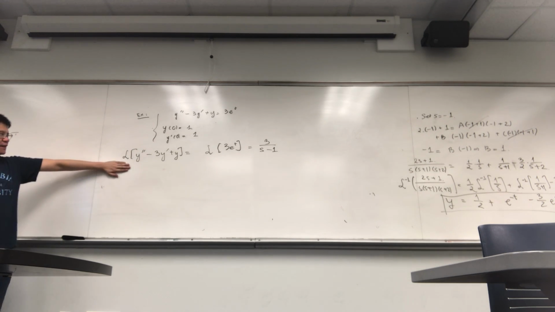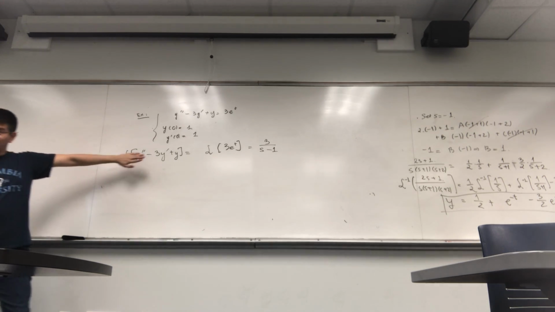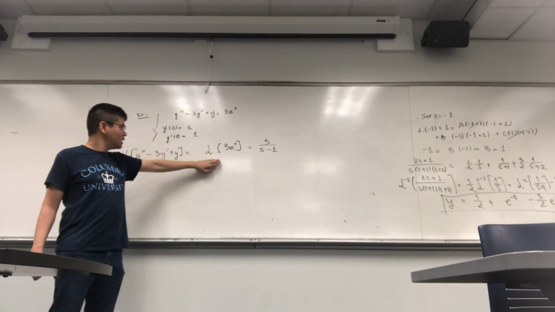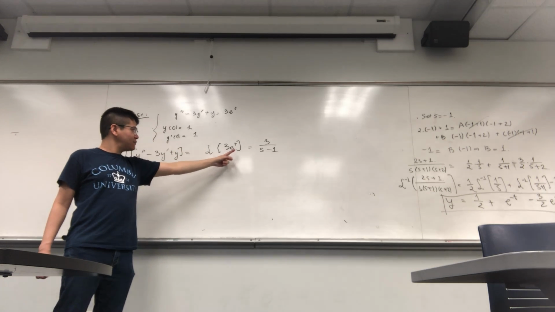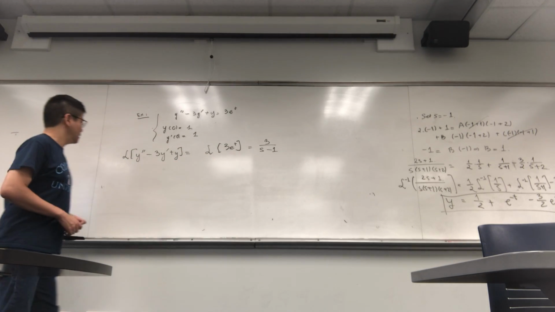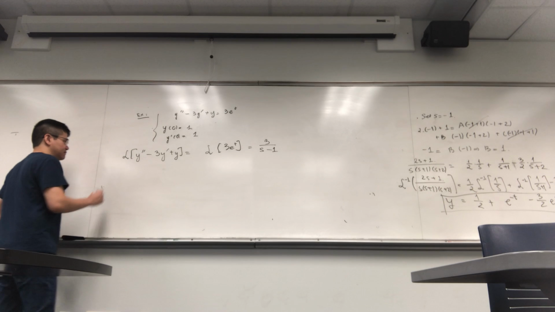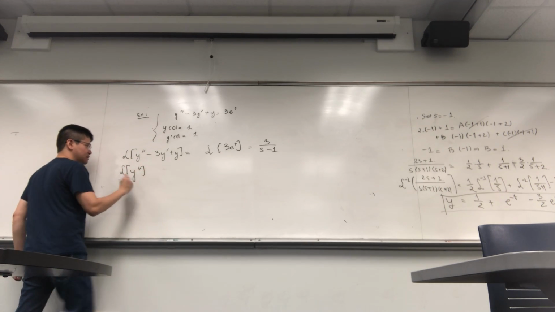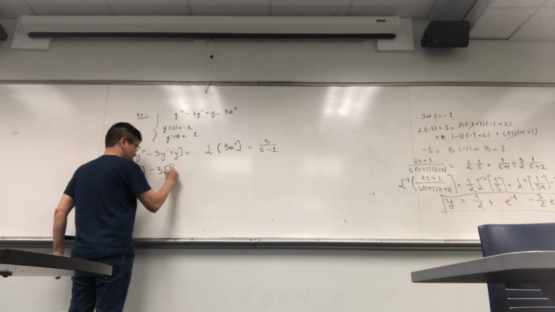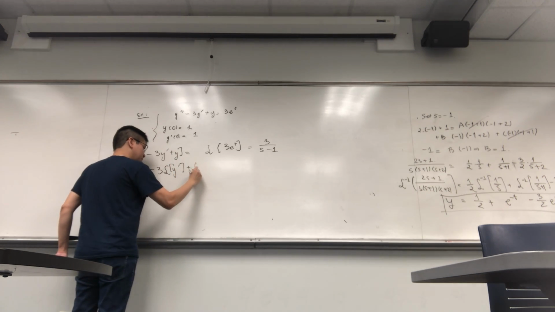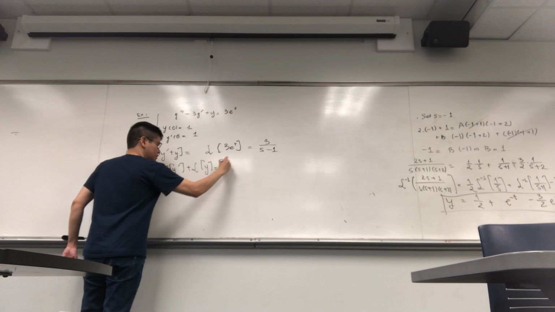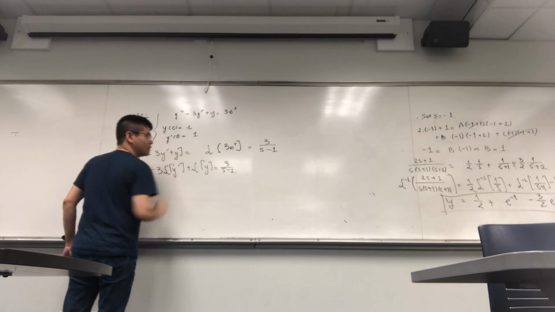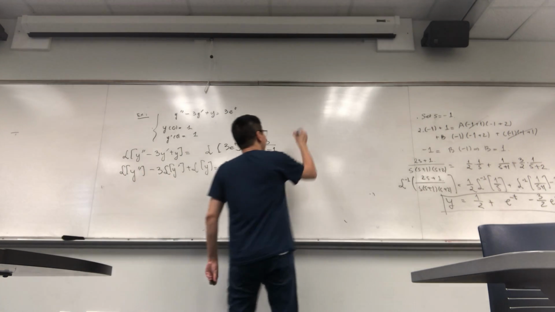I'll explain again. The first step is always to Laplace transform both sides. The right hand side, when I do the Laplace transform, I get 3 over s minus 1. Now the left hand side I'm going to have Laplace transform y second minus 3 times Laplace transform y prime plus Laplace transform y. And this is 3 over s minus 1. Alright?